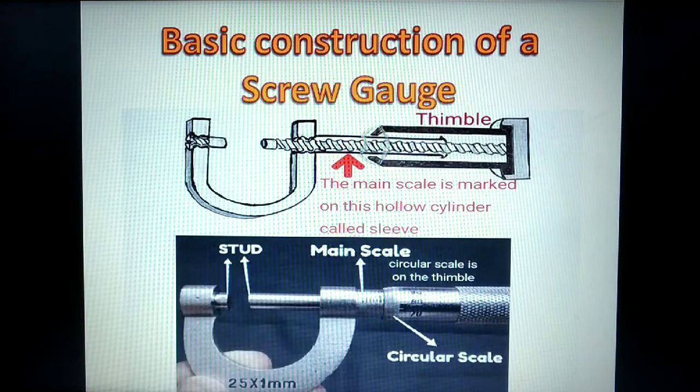Now basic construction of a screw gauge. In the figure we can see the thimble, which is actually a hollow cylinder. The thimble is attached with the screw. That means the thimble and screw will move together, and the thimble is over the sleeve, that is another hollow cylinder. The main scale is marked on the sleeve.